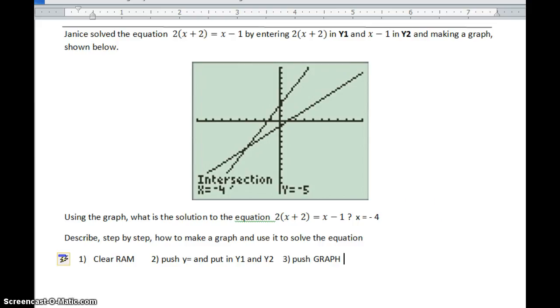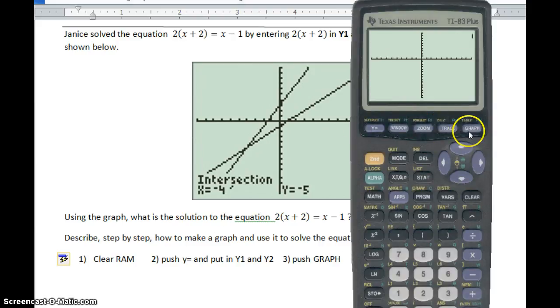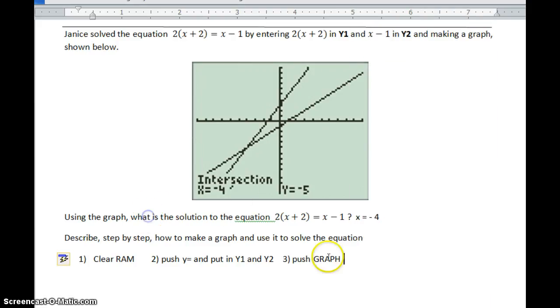Graph is on the top right. Graph is right here. And so if you push graph, it'll graph it for you. And then this is the part that's complicated. So step 4.